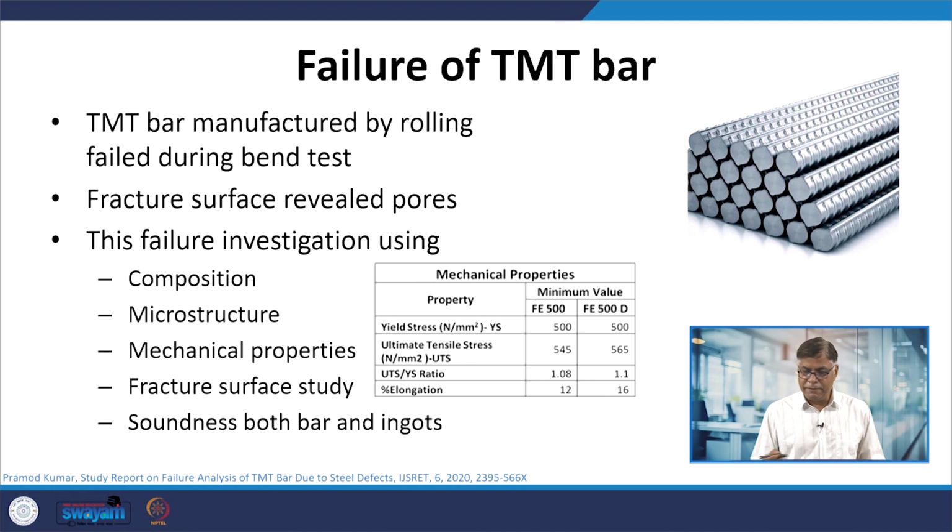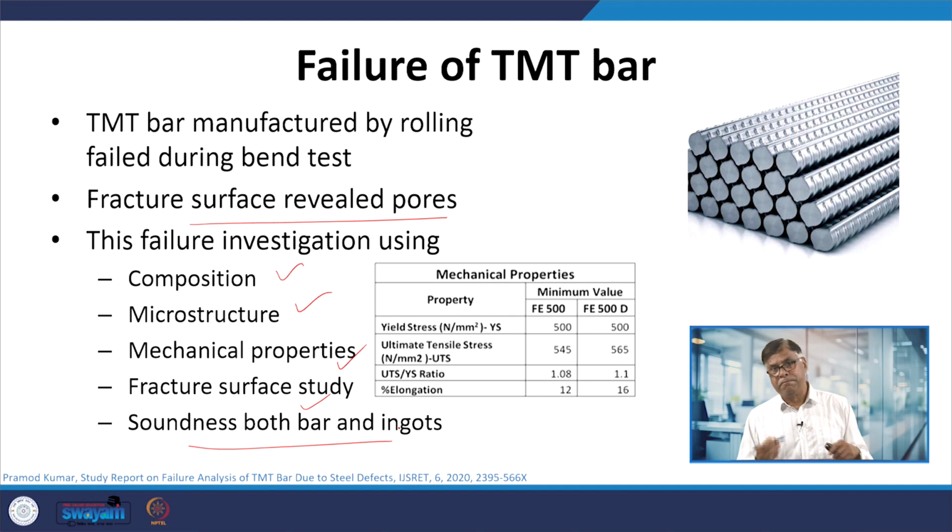So, while bending, the bars were cracking. The cracking surface revealed the presence of a lot of defects on the cracked or fracture surface, and therefore the failure investigation was carried out by investigating its composition, microstructure, mechanical properties and the fracture surface studies, and also the soundness of the bars and ingots which were used for manufacturing the TMT bar.